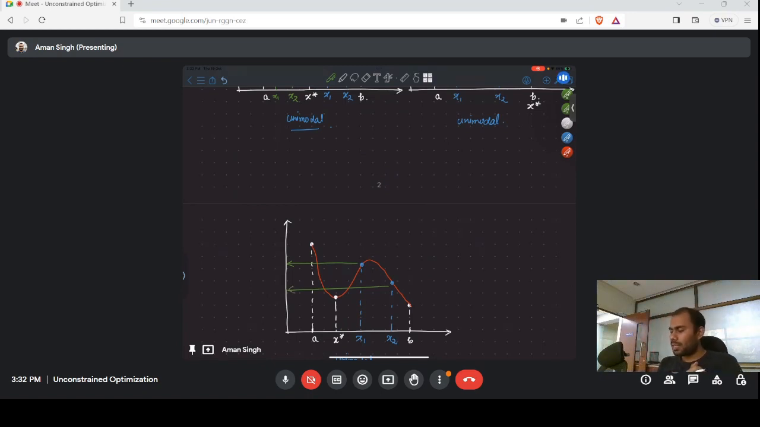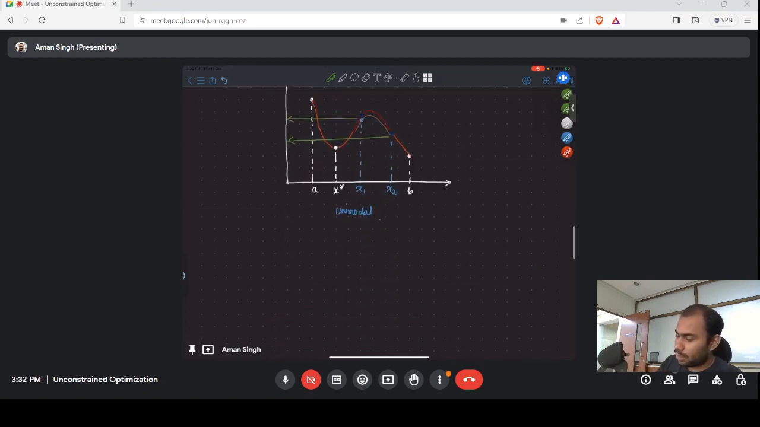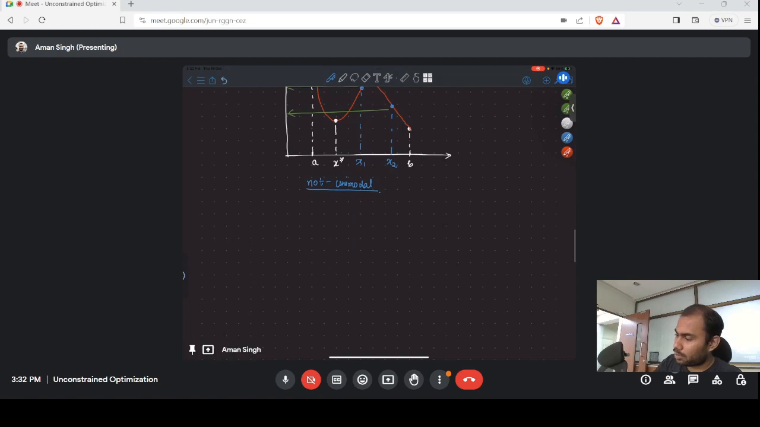So you can see that in unimodal functions there is a unique minimum, and we'll use this assumption in all of our algorithms, that the function is unimodal in the initial interval that we are choosing. So yeah, now let's move ahead.